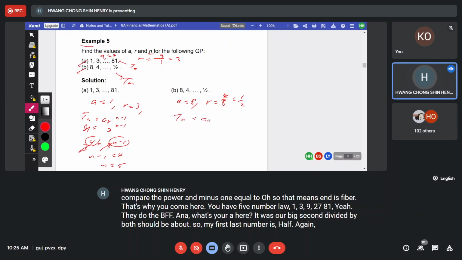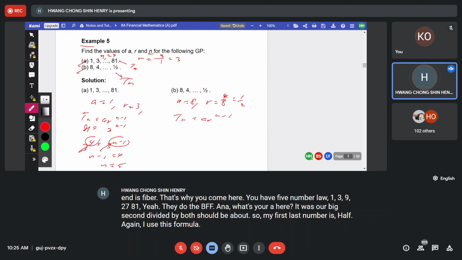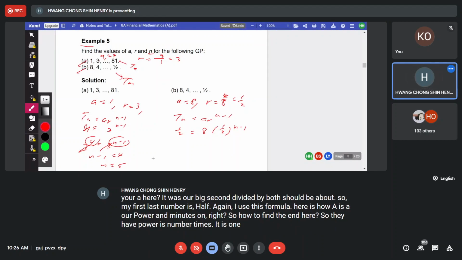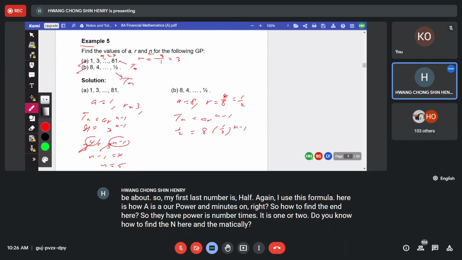Again, I use this formula. Tn is half. A is 8. R is what? Half. Power N minus 1. Right? So how to find the N here? So the half power this number, times 8, is 1 over 2. Do you know how to find the N here mathematically? This one modern maths can solve, right?